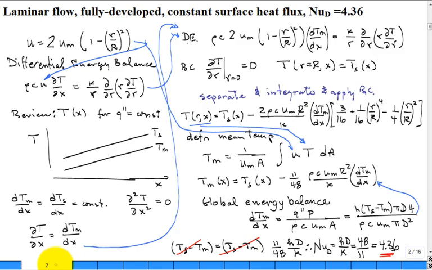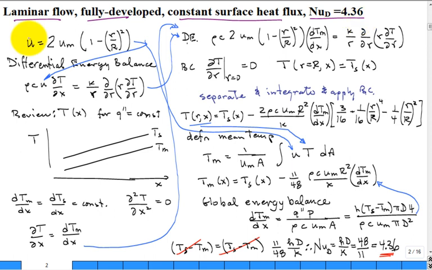Here is an analytic solution that can be worked out for laminar flow when it's fully developed inside a tube or pipe where the wall has a constant heat flux boundary condition applied. It can be shown, and will be shown here at the bottom of the page, that the Nusselt number as a function of diameter is a constant equal to 4.36. All right, how did they get that?